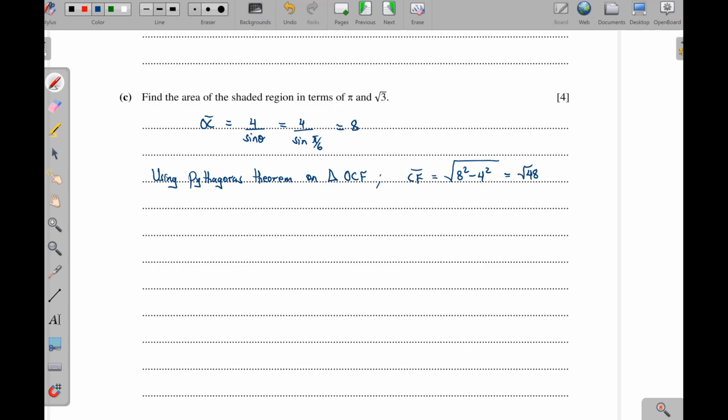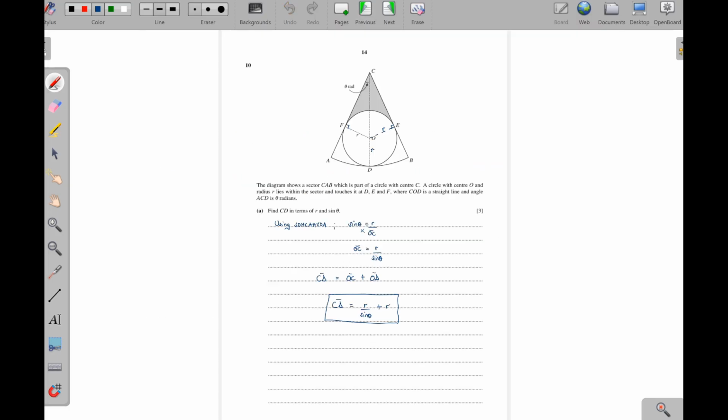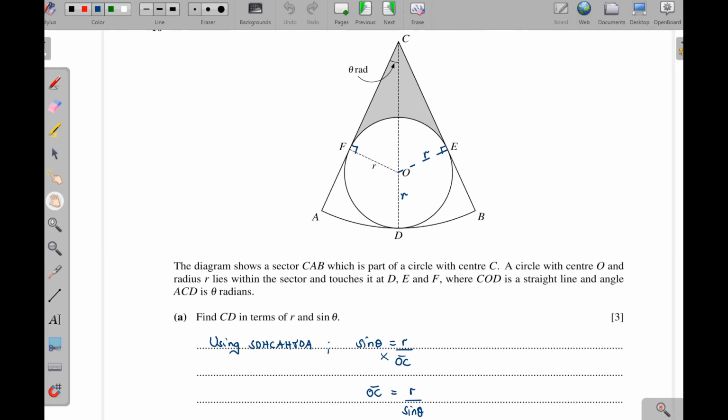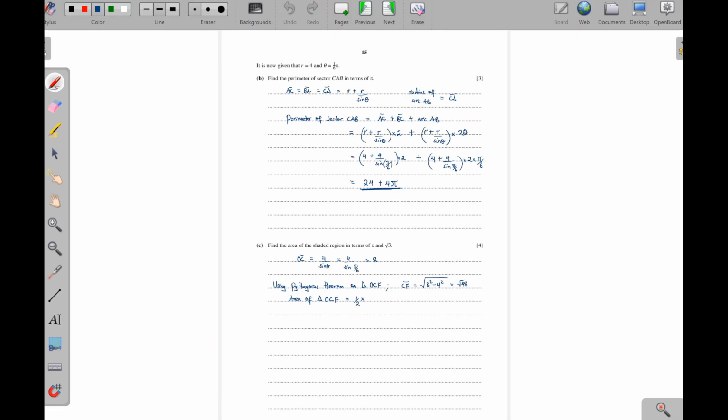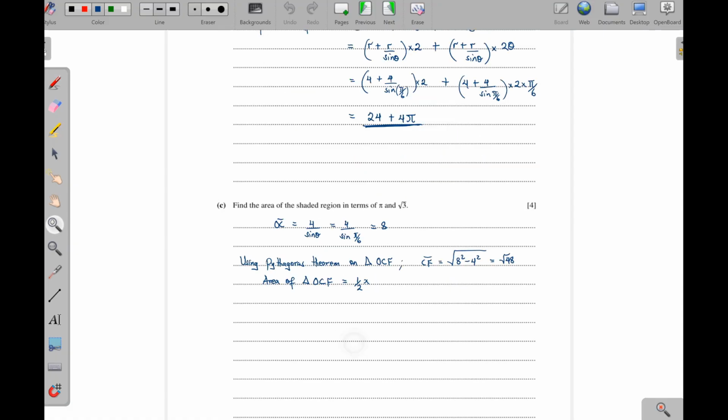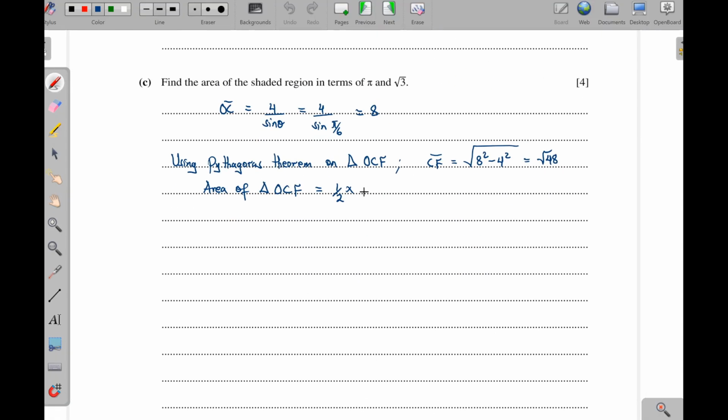You see that? Now area of triangle OCF is equal to a half times the base. Remember, the base I told you can be this one here, and then the height is this. Okay, so this is 4, and then the root of 48 we have gotten here. So 4 times the root of 48, and then this one will be 2 root of 48.